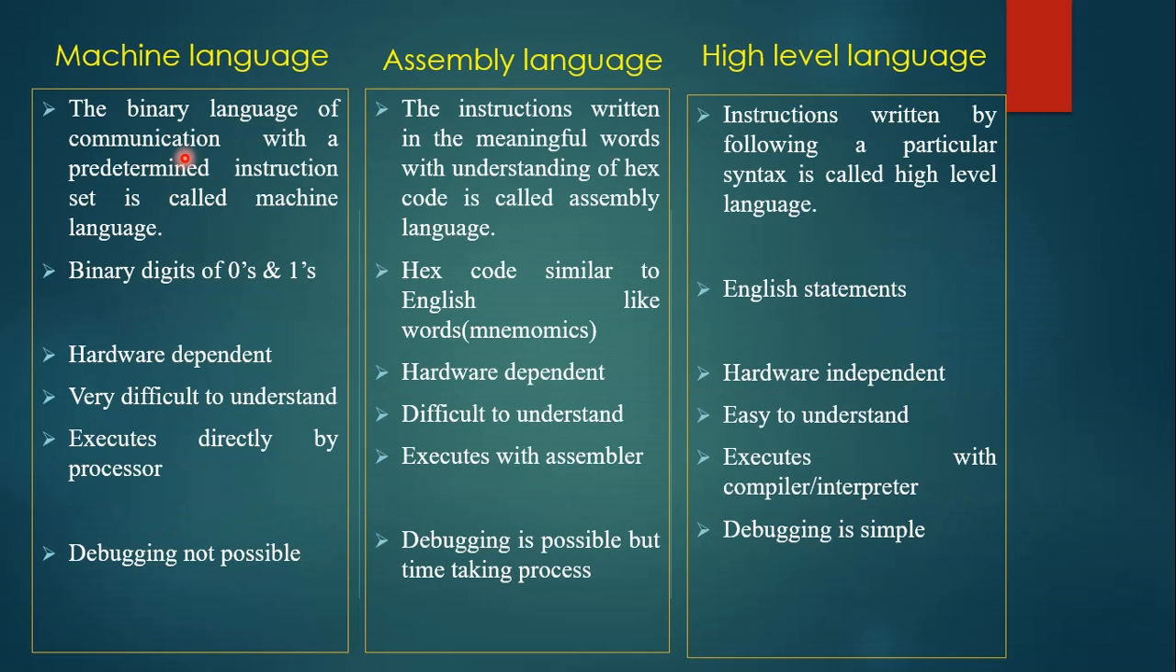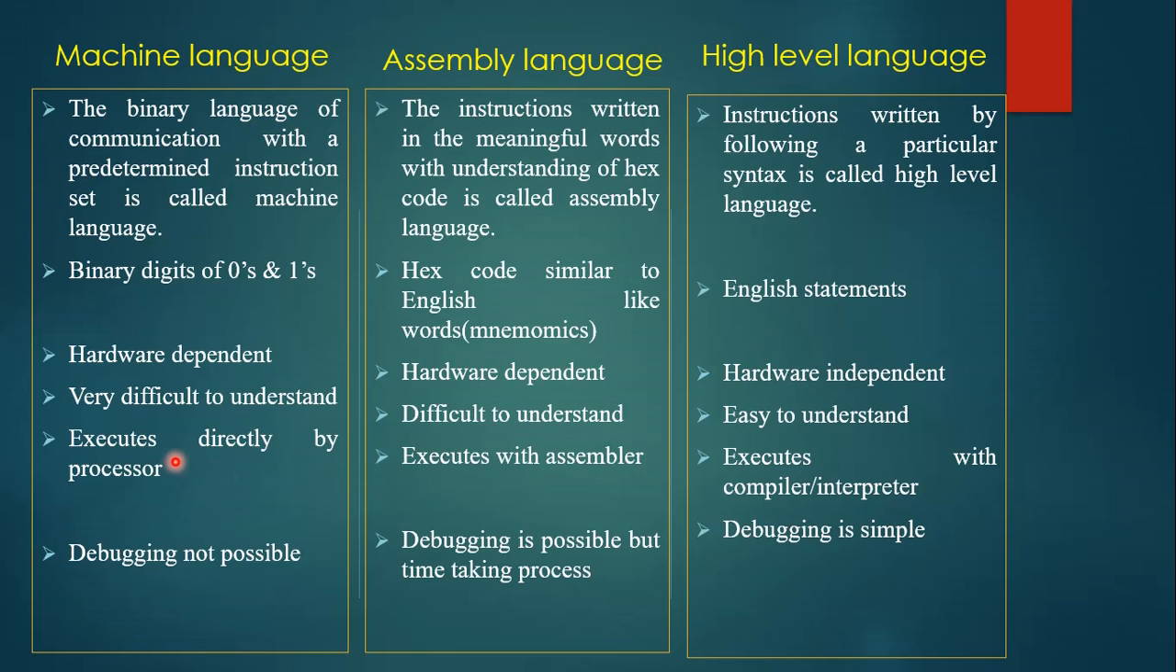Here we have some comparisons between machine level language, assembly level language and high level language. Machine level language uses binary digits of zeros and ones. Assembly level language uses mnemonics. High level language uses English statements. Machine level language is hardware dependent. Assembly level language is also hardware dependent. High level language is hardware independent. Machine level language is very difficult to understand. Assembly level language is somewhat difficult to understand. High level language is easy to understand.